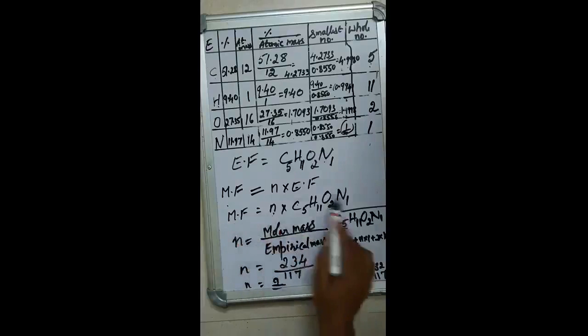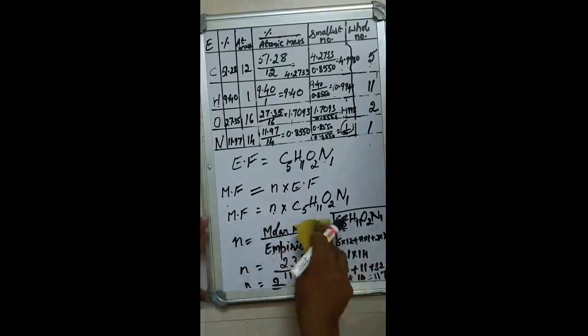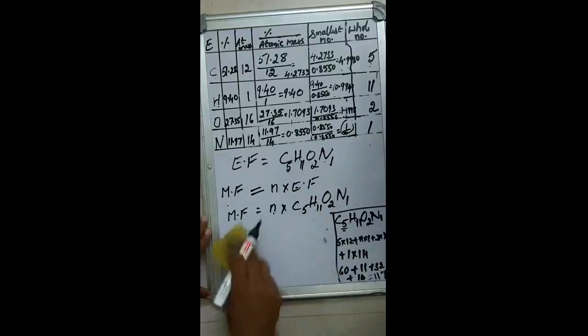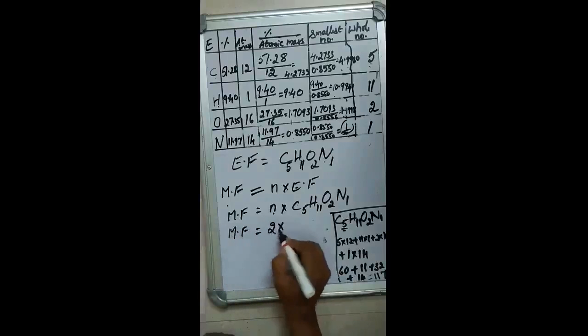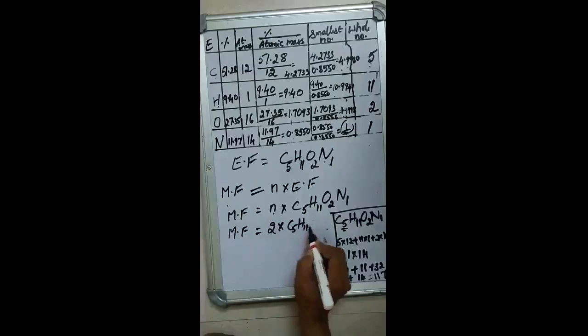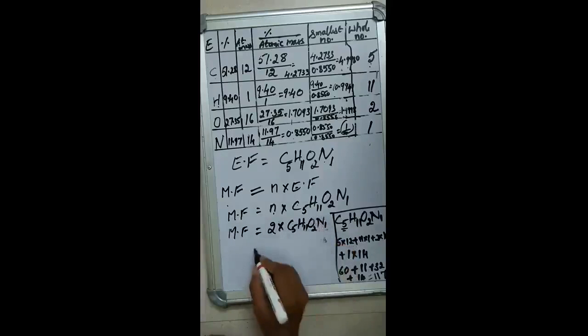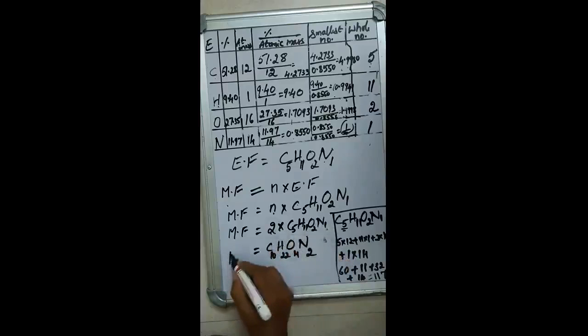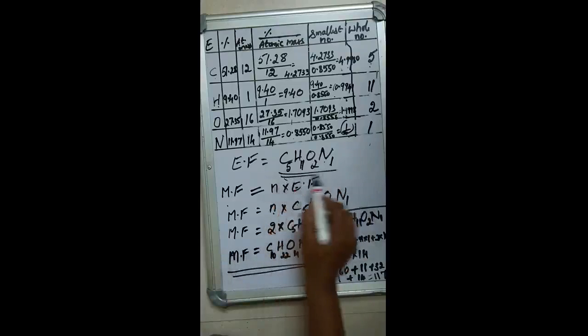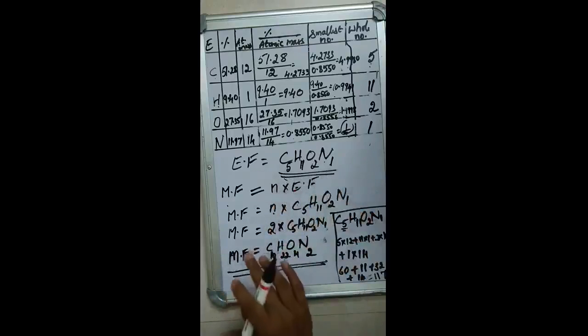Now I will substitute it. The value of n I got is 2, so molecular formula is 2 into C5H11O2N1. So first I will write the elements. 2 5s are 10, 2 11s are 22, 2 2s are 4, 2 1s are 2. So the molecular formula is this, and the empirical formula is this. I hope you understood the concept.